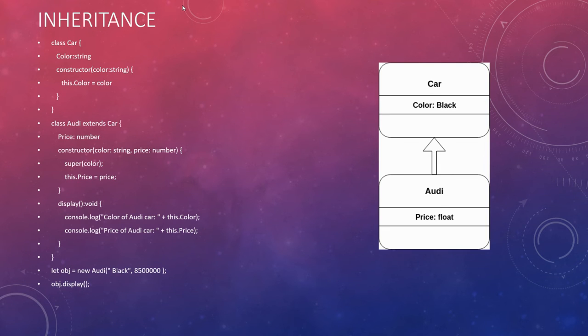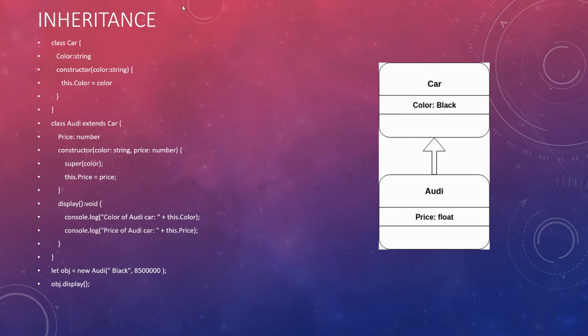If we ask why inheritance is needed, then we can say it can be used for code reusability. You can extend the base class, and another is method overriding. You can see in the image there is an Audi, which is a subclass or derived class, and there is a car class, which is the base or superclass. So the relationship here is one to one. You can create n number of derived classes from a single base class.